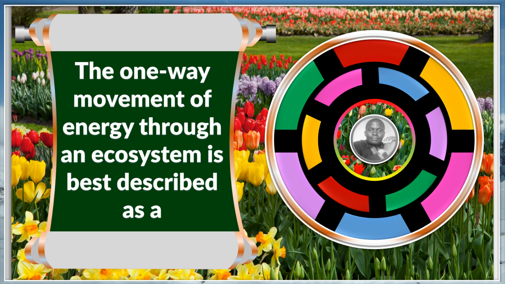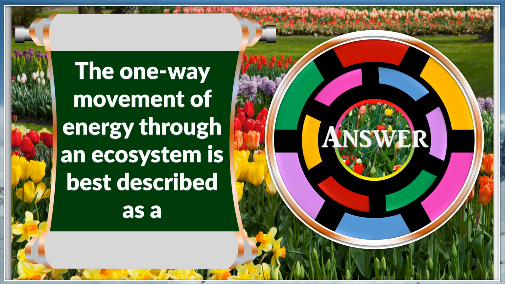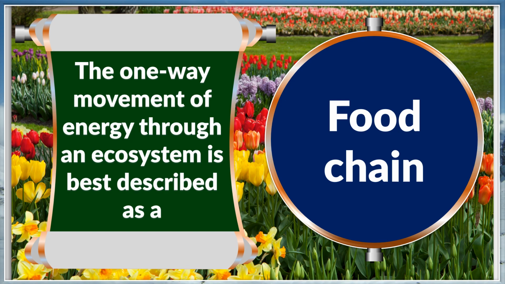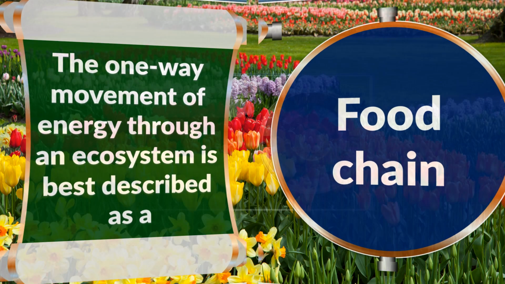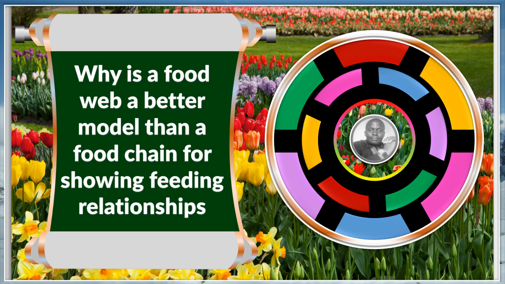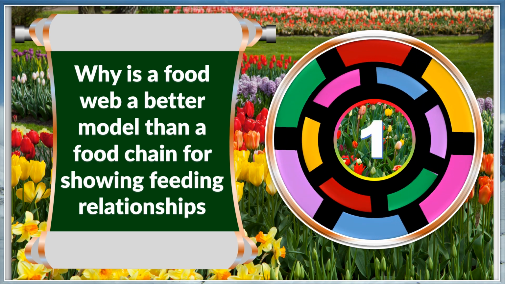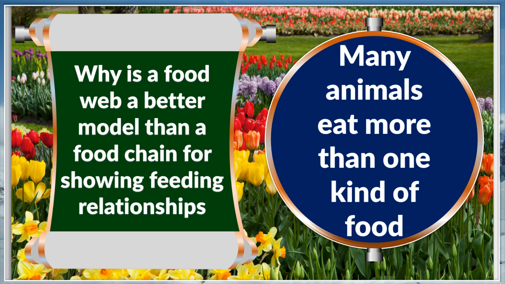The one-way movement of energy through an ecosystem is best described as a food chain. Why is a food web a better model than a food chain for showing feeding relationships? Many animals eat more than one kind of food.